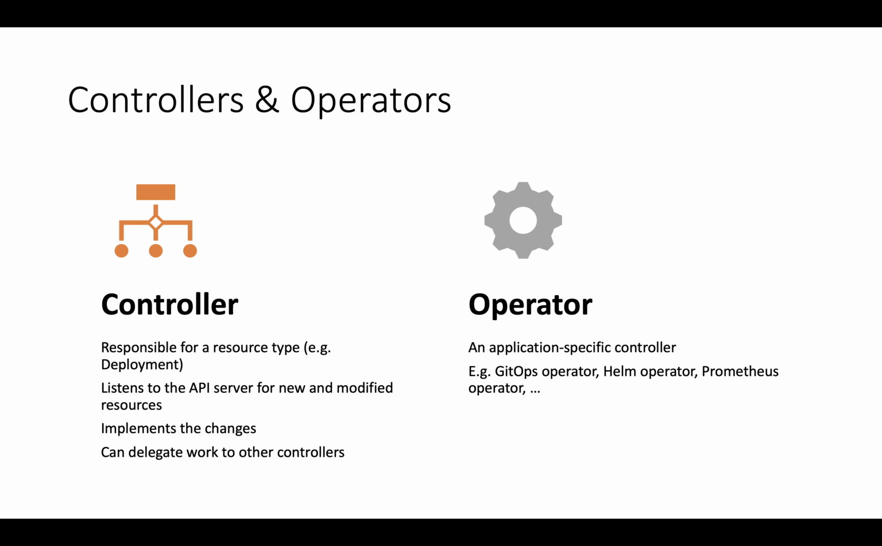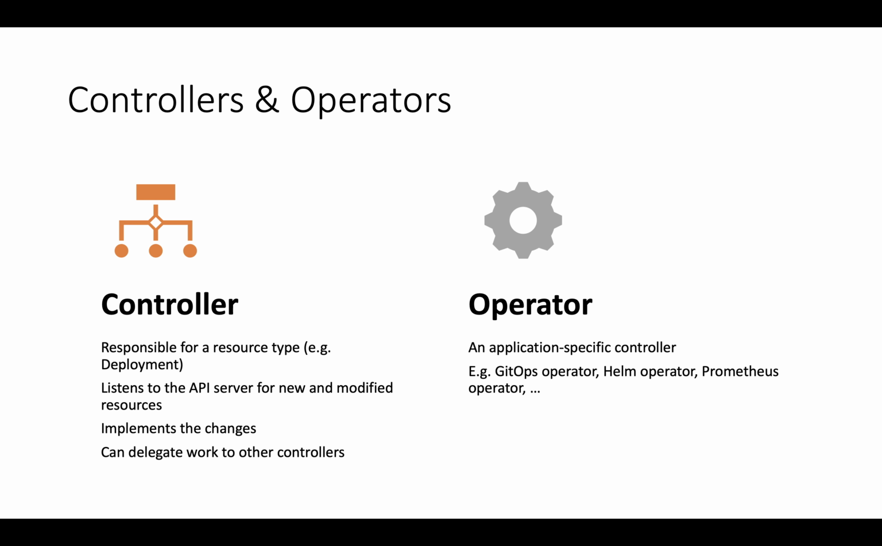Now, if you take a step back, an operator, controller, what is that? A controller in Kubernetes is responsible for a specific resource type, right? So if you create a deployment, there's a deployment controller, and that one is implementing basically what you asked the deployment to do. And lots of times these controllers delegate work to other controllers. And so if you create a deployment, it delegates work to a replica set controller, which creates a replica set. The replica set controller delegates work to a pod controller, which creates a pod.